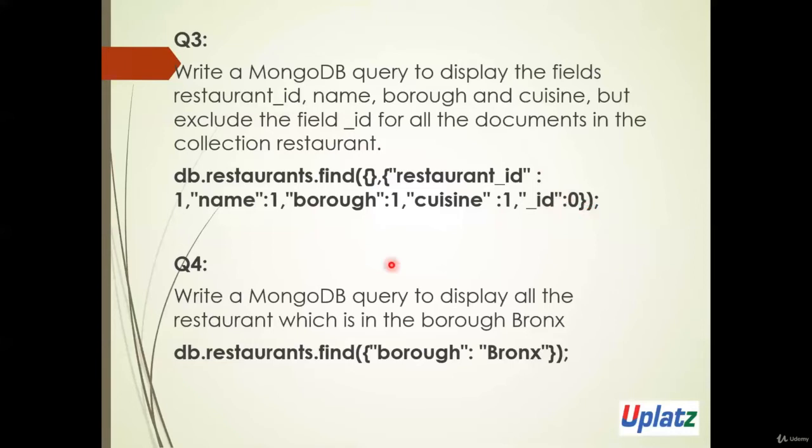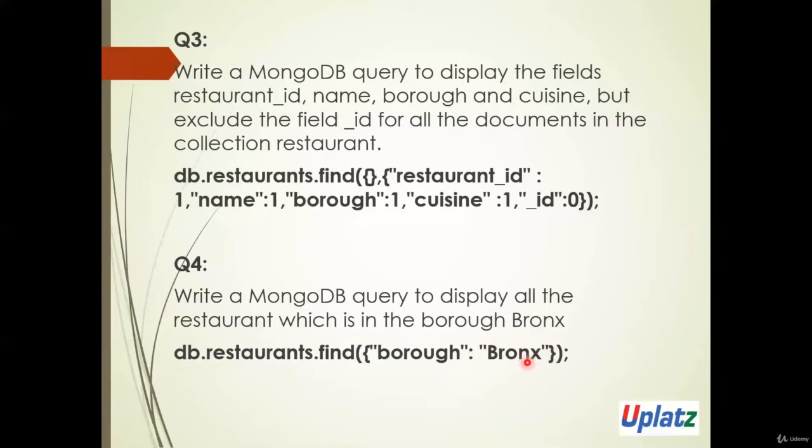The next question is, write a MongoDB query to display all the restaurants which are in the borough Bronx. I want the restaurants which are in that borough. This is like filtering: in the particular field, I'm filtering that particular value. I want the value Bronx, and whichever restaurants have it, I need to display.